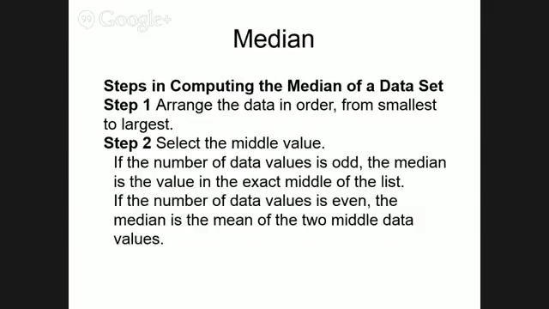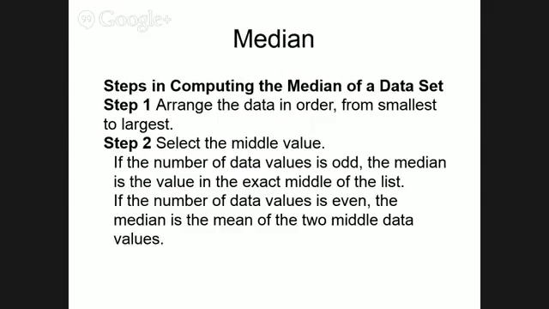We need to select the middle value. If it's odd, the middle value falls exactly in the middle. If it's even, then the median is the mean of the two middle data values, right? So if I have 10 data points, the 5th and 6th are really where the middle falls. So 5.5 is the median, but 5.5 is not in this list. So it's very possible that the median isn't in the list, the average of the two middle.